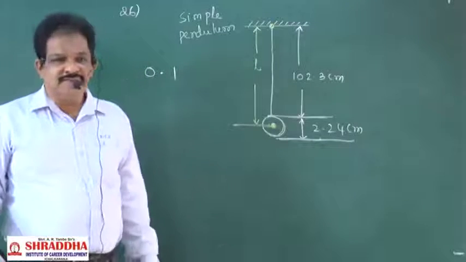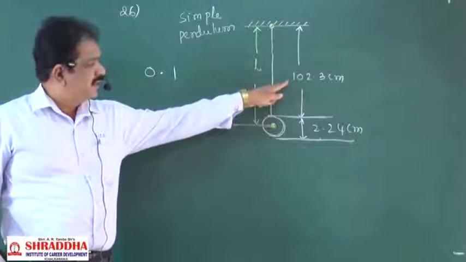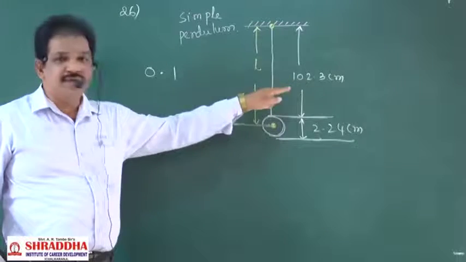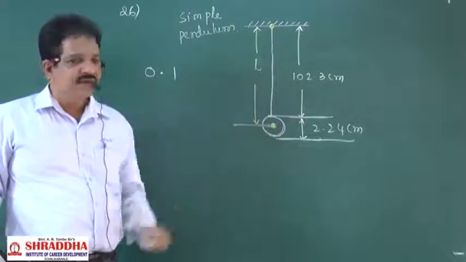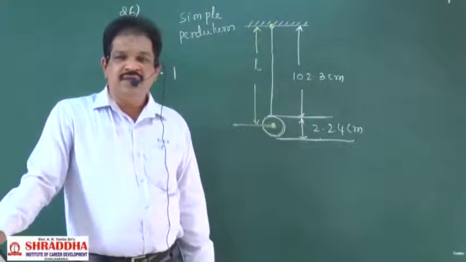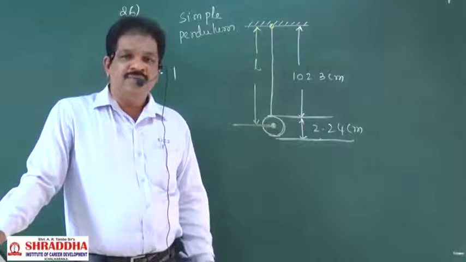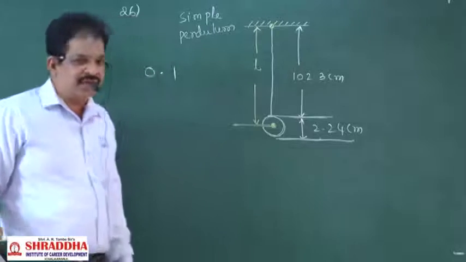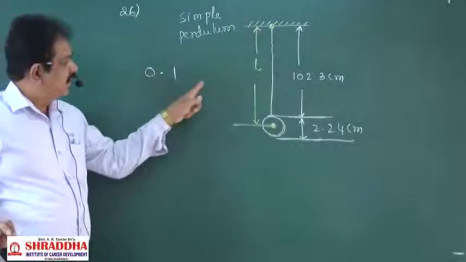Length is measured using a scale. That's why the reading comes like this, 102.3, 102.4. Using a scale they measured the length.